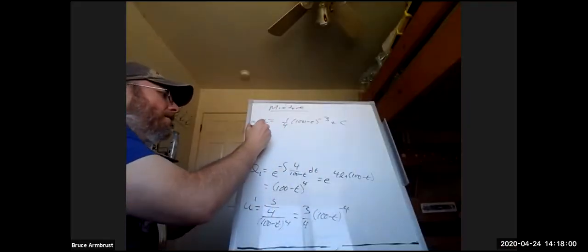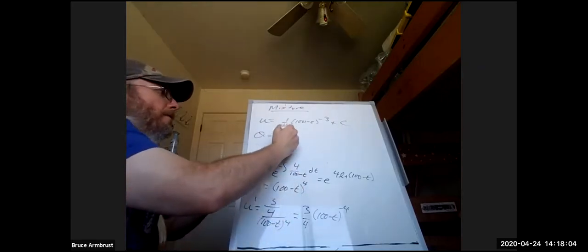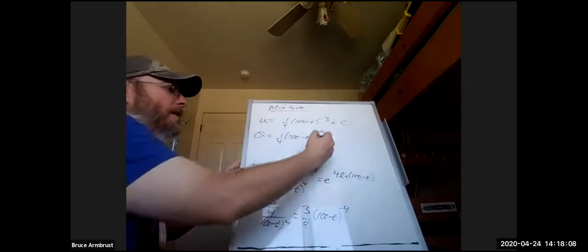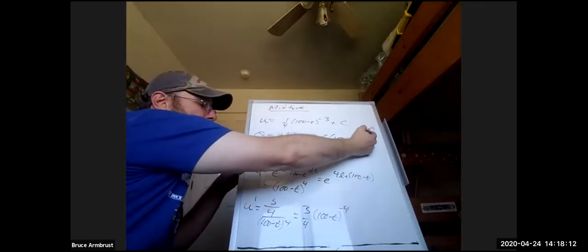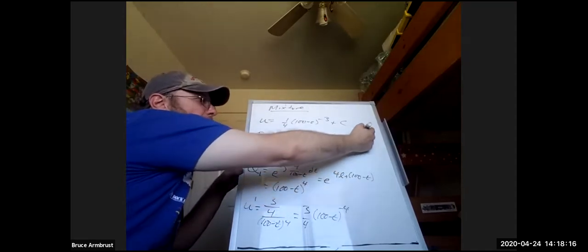All right, so then what do we do with that u? Multiply it by q1. And so what we end up with then is that q is going to equal 1/4 times (100 minus t) plus c times (100 minus t) to the 4th.